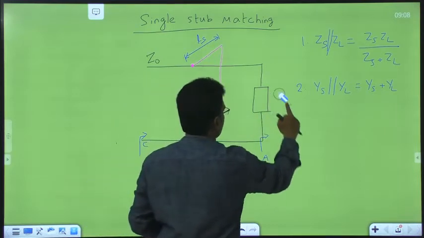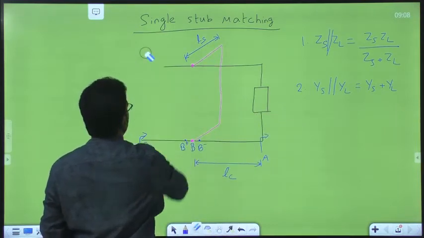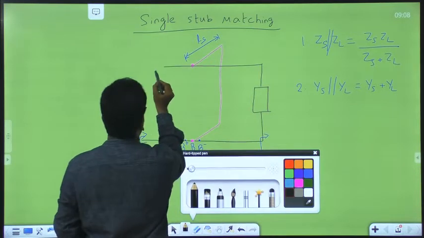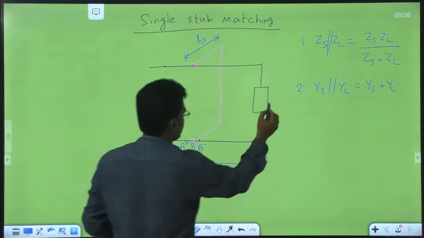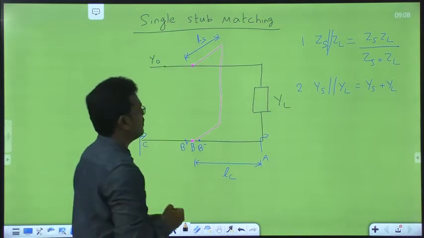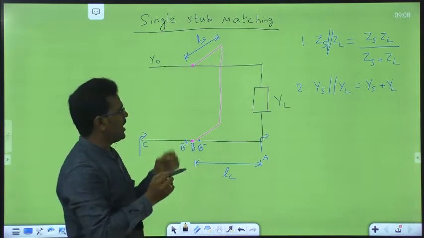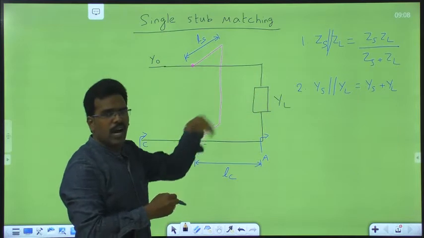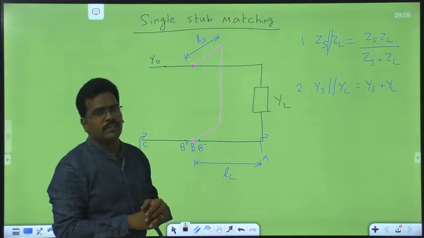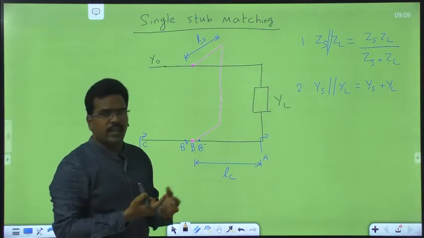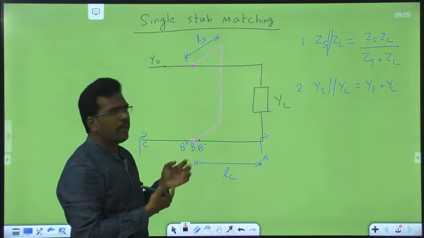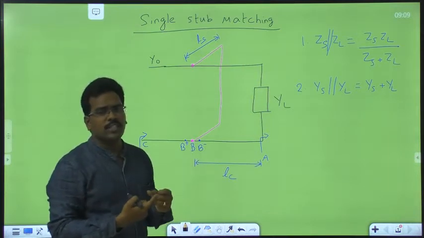Here I have to put this, which is nothing but YL, and this is Y0. Now the circuit modifies like this. In place of impedance, I am taking admittance for calculation purposes. In the previous case, we used a normalized impedance Smith chart. Now here you have to use a normalized admittance Smith chart.